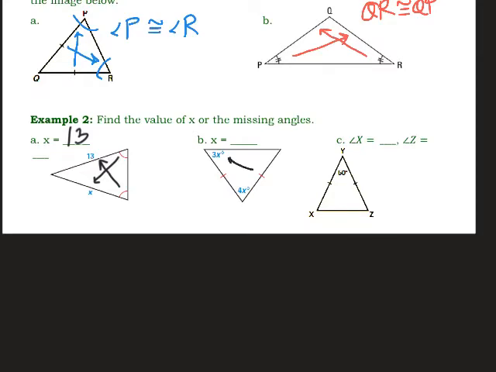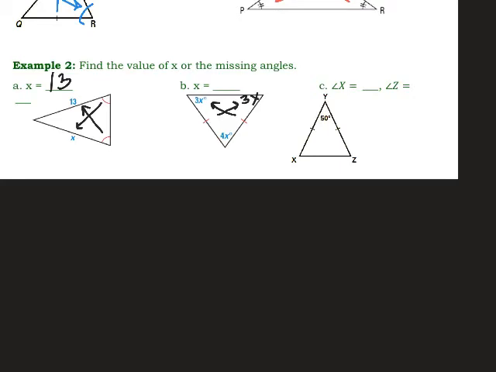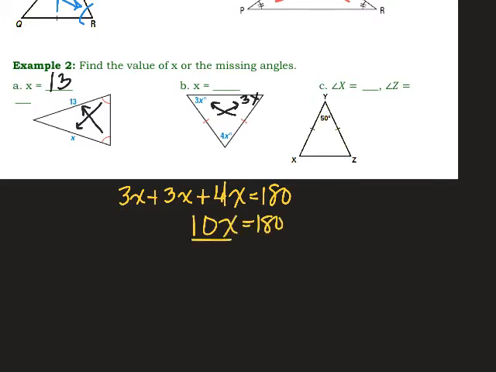So here I have angle 3X. This angle should be the same, so I'm going to put 3X. How should I solve for the value of X? Does anyone know? All right, what I want to do is add them all up and set it equal to 180. So I'm going to do 3X plus 3X plus 4X equals 180. 3 plus 3 plus 4, we have 10 X's on the left. We'll divide both sides by 10. And X is going to equal 18.